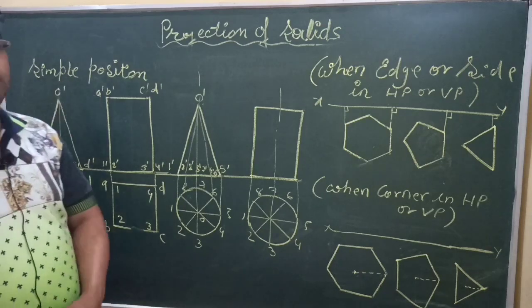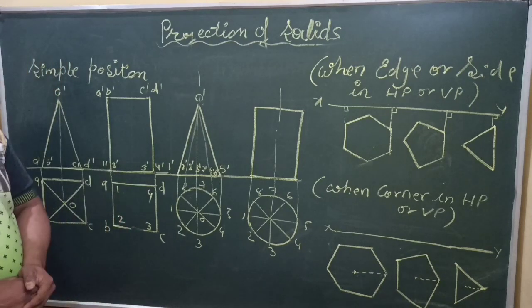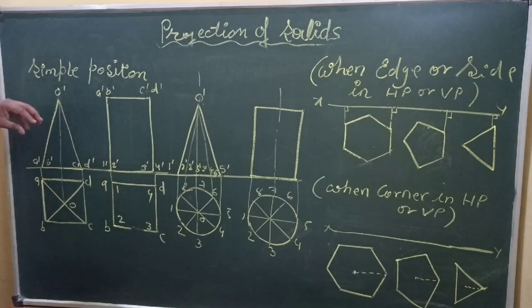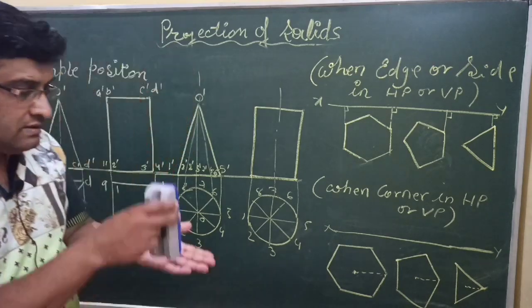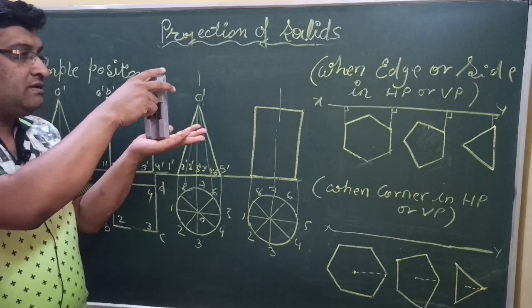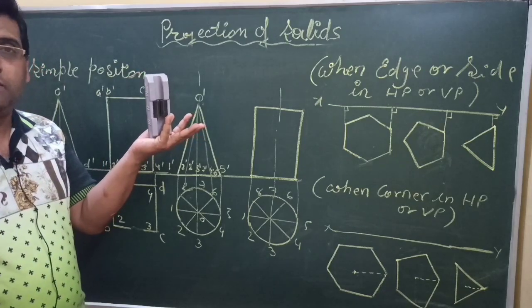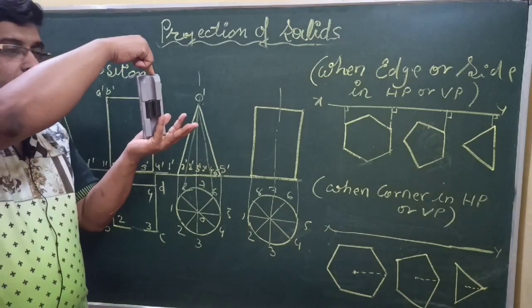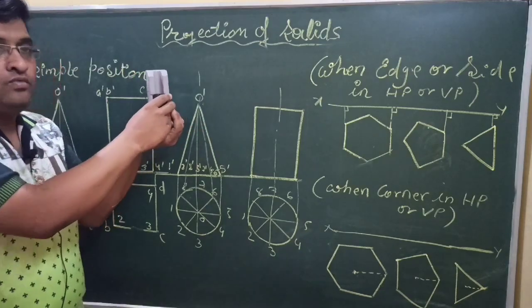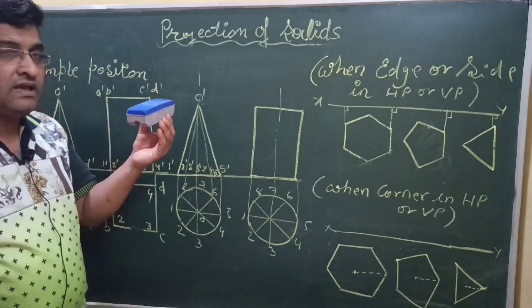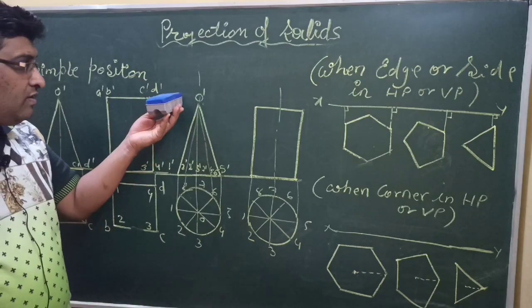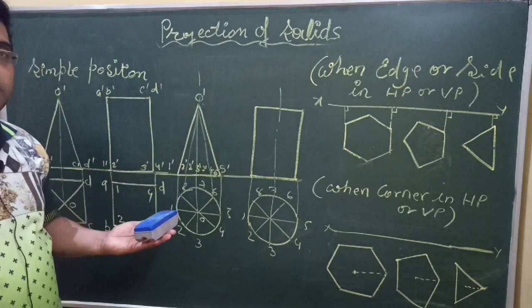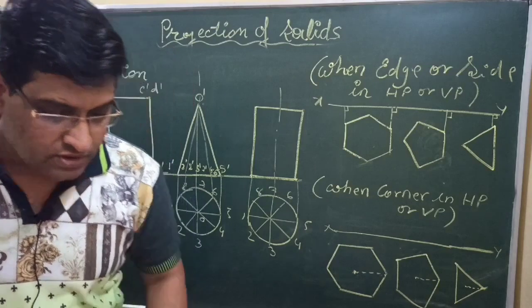So what is simple position of solid as far as projections are concerned? Simple position means the solid is placed on one of the reference planes in such a way that the axis is perpendicular to one plane and parallel to the other. Means if I place the solid on HP, this will be the simple position of the solid. Means axis is perpendicular to HP and parallel to VP. The vice versa case may be there. The axis is perpendicular to VP now and parallel to HP. So this is called simple position of solid.